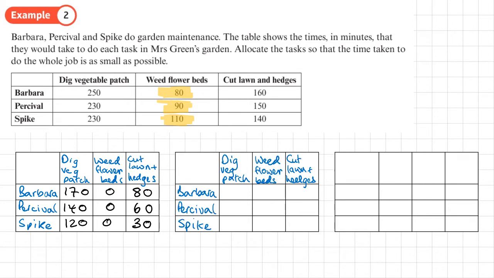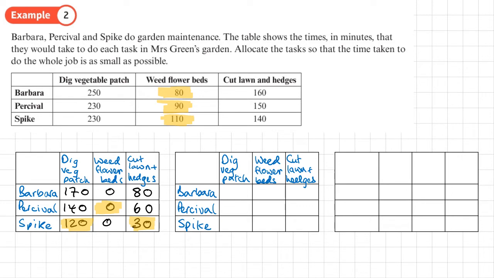So now we do our column reduction. I want to find the smallest value in every column. So in the first column, smallest value is 120. Second column, they're all zeros, so any 0, it's not going to make any difference. And the last column, 30 is smallest value.